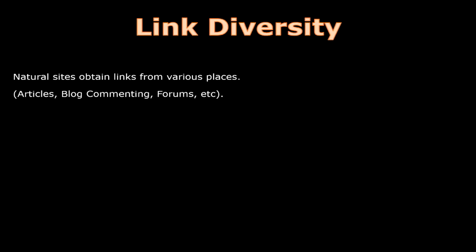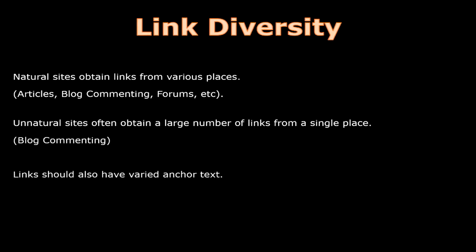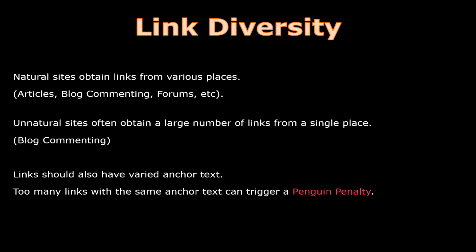Link diversity. Natural sites obtain links from various places. For example, articles, blog commenting, forums, and so on. Unnatural sites often obtain a large number of links from a single place. Blog commenting, for example. Links should also have varied anchor text. Too many links with the same anchor text can trigger a Penguin penalty.